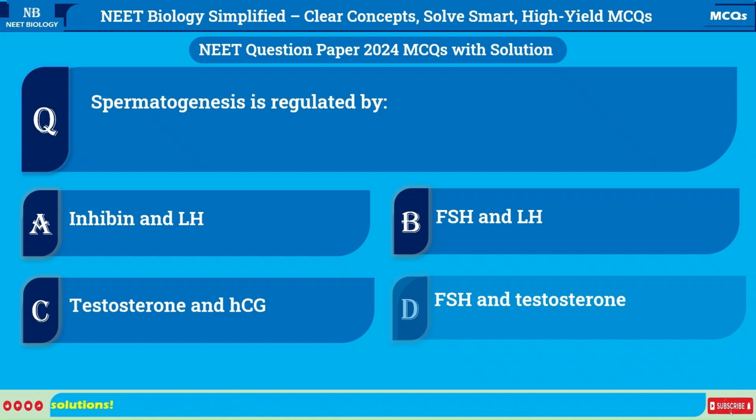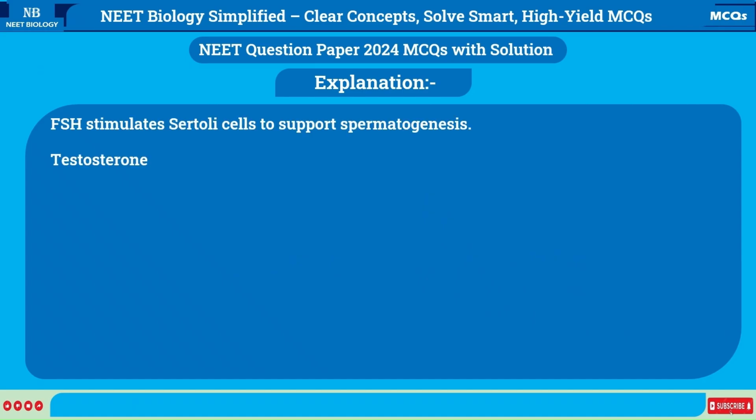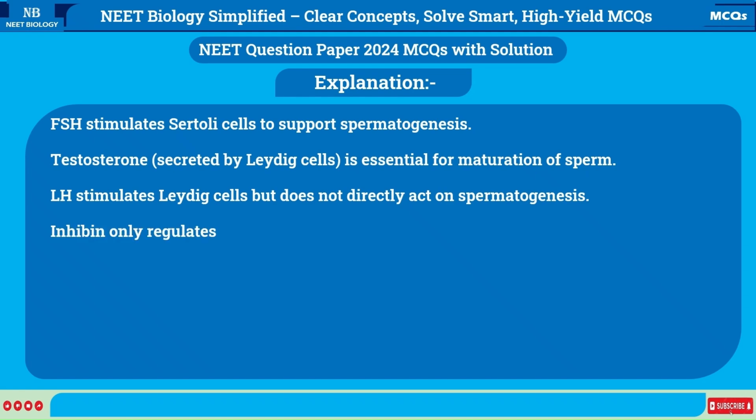Correct answer is D. FSH and testosterone. Explanation. FSH stimulates Sertoli cells to support spermatogenesis. Testosterone, secreted by Leydig cells, is essential for maturation of sperm. LH stimulates Leydig cells but does not directly act on spermatogenesis. Inhibin only regulates FSH secretion, not spermatogenesis itself.